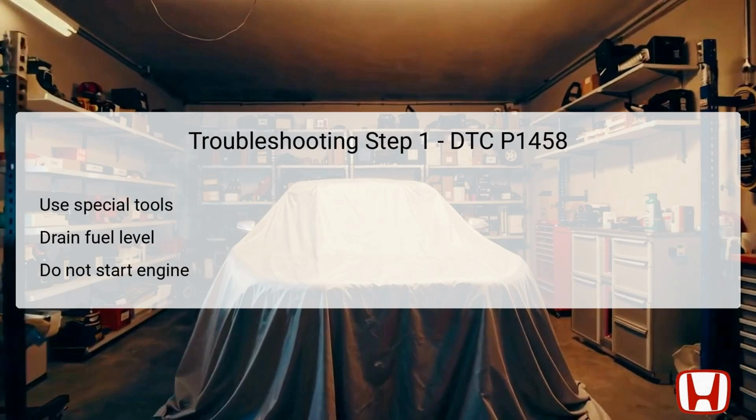The first step in troubleshooting DTC P1458 involves preparing your workspace and tools. Special tools, particularly a vacuum pump and gauge capable of measuring from 0 to 30 inches of mercury, are required for accurate diagnostics. Before proceeding, ensure that you drain the fuel until the onboard diagnostic system shows a level lower than what is indicated in the snapshot. This is critical because conducting tests on a full tank can yield incorrect results and complicate your troubleshooting efforts.